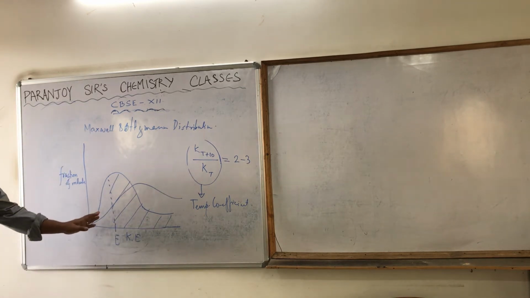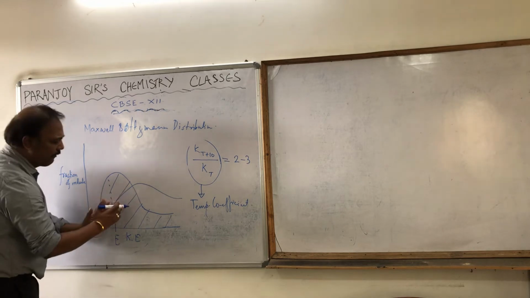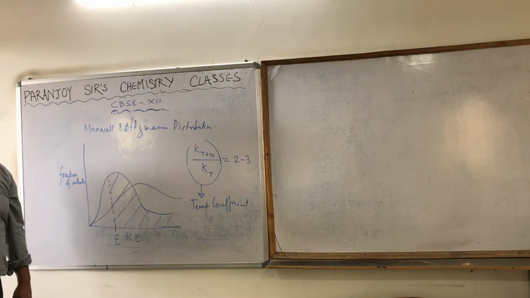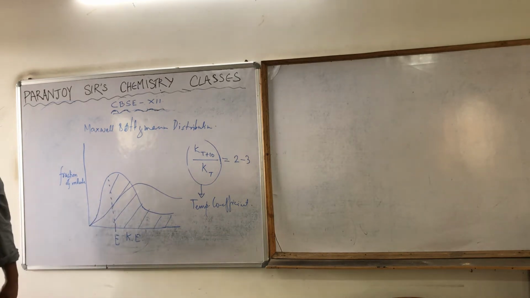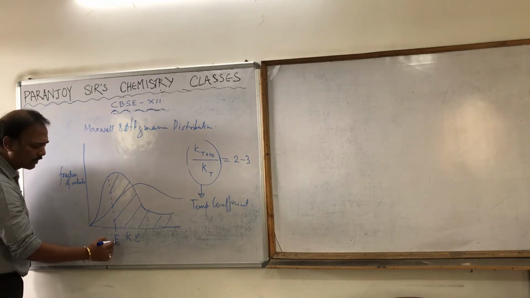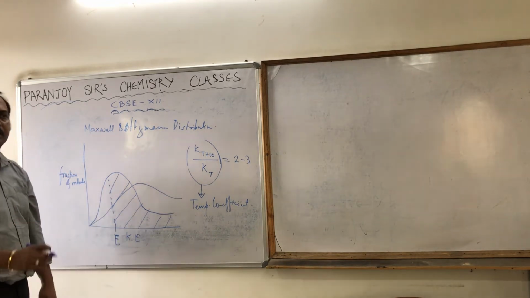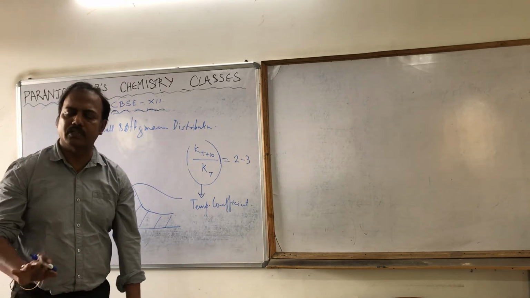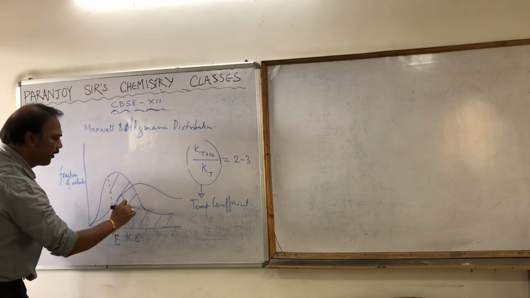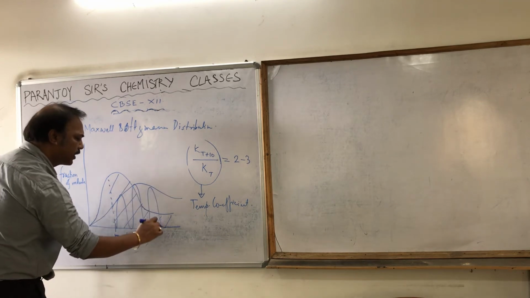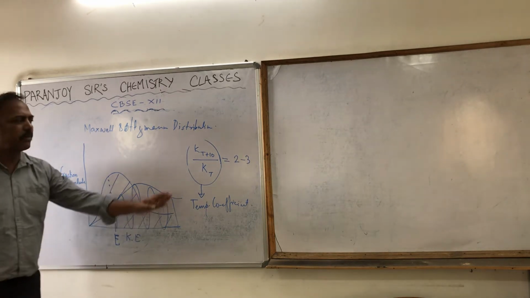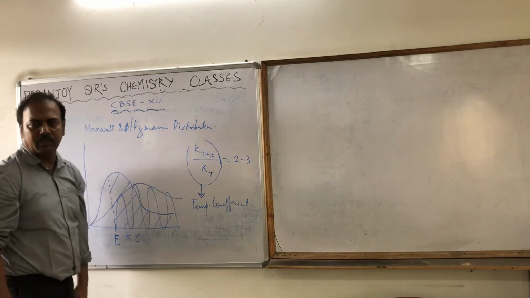Why flattened? You can understand that. What happens now? Average people are going to this side. Means now more number of people will pass, more number of reactant molecules will undergo the reaction. But this energy, the pass mark, the minimum energy that a reactant molecule should have to undergo the reaction, remains the same. But the fraction of molecules undergoing the reaction is now increased, and that is increased by 2 to 3 times.